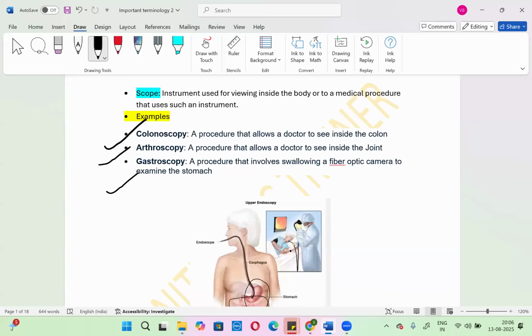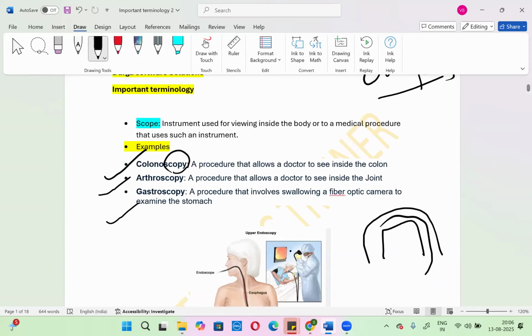In colonoscopy, the physician will examine the colon. What is a colon? It is the large intestine of the digestive system. They will insert the scope like this and examine. In colonoscopy, the last word scopy is there, and even in arthroscopy it is there. You're able to understand, right? You can see the same kind of terminologies in surgery CPT coding also.